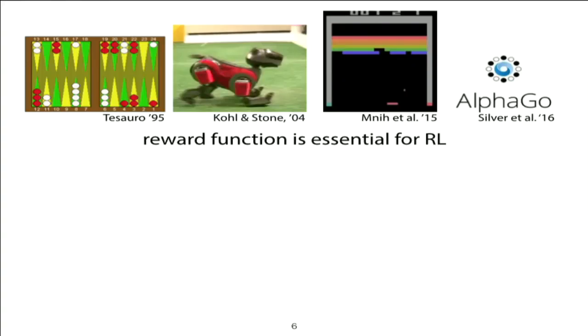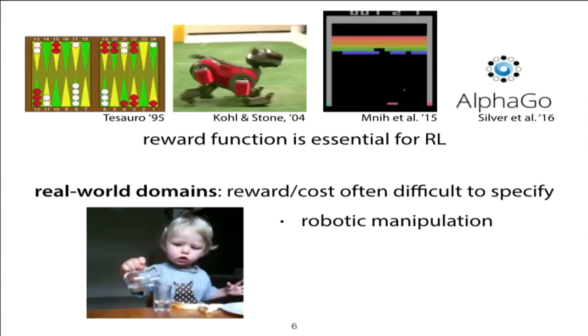And if you look at the scenarios where reinforcement learning has been very successful in various domains, you can see that these are domains where the reward function is very clear, such as winning or losing the game in backgammon, such as forward progress in locomotion, and such as the score or winning or losing the game in Atari and AlphaGo. But in many real-world domains, it's very challenging and very difficult to specify the cost function.